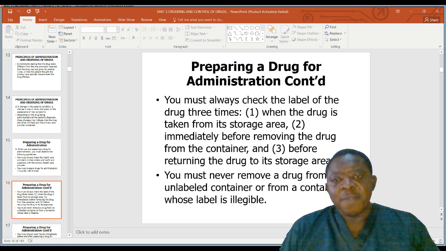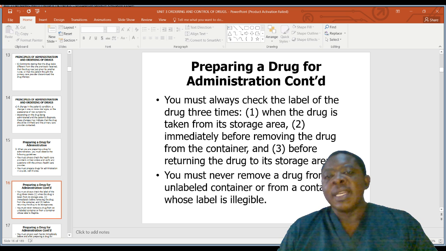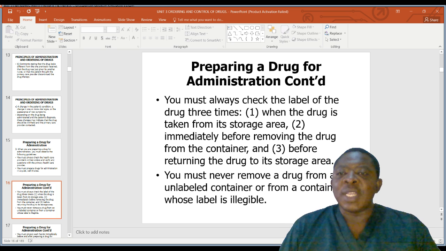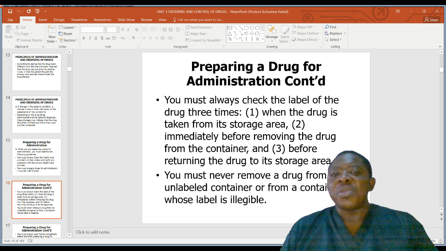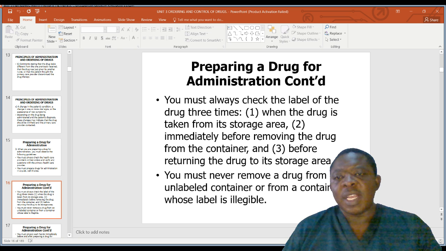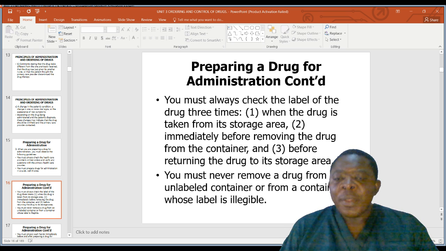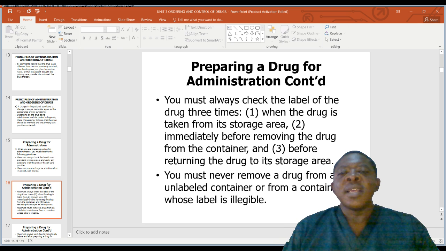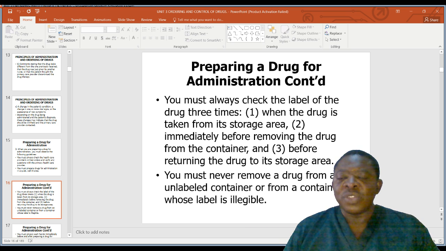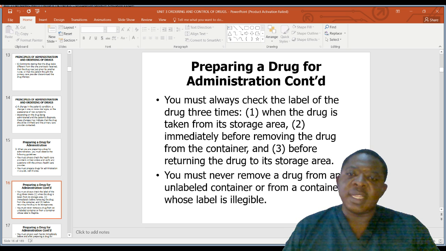This is very important as you are preparing or administering a drug. So you have to ensure that you check the label of the drug 3 times. When the drug is taken from the storage or the shelf, you check that the name of the drug that you want to take is paracetamol. Immediately before removing the drug from the container, you counter check that yes, you're taking the prescribed drug. And as you return the drug to the shelf, you need to confirm that this is the drug that was prescribed.